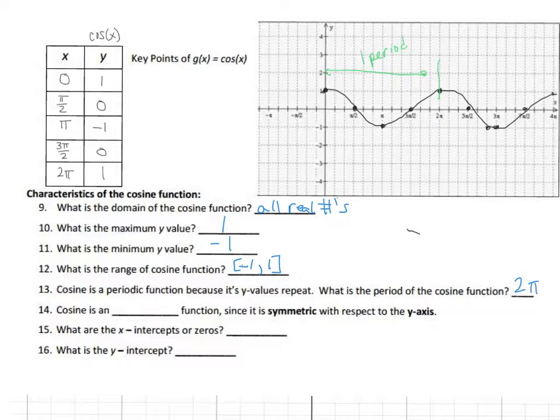And cosine is what we call an even function because it's symmetric to the y-axis. So if I continue this graph, basically if I folded it over the y-axis, it would fit perfectly.